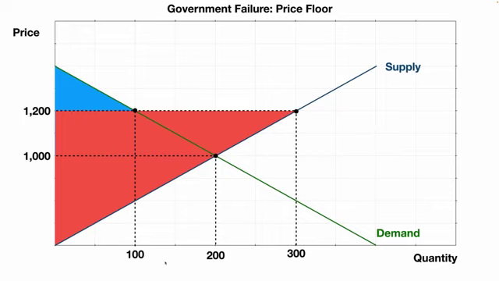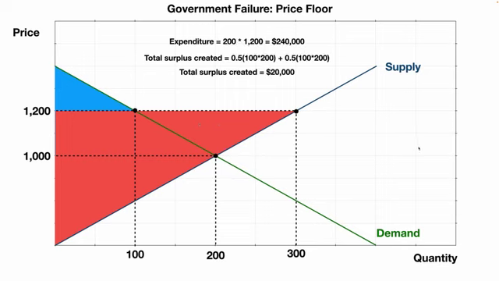As I told you previously, they're going to have to purchase the surplus, in this instance 200 units, at that price of $1,200. So what we have is we have two right triangles here. So the expenditures are going to be 200 times 1,200. So 200 units times $1,200 is $240,000. The total surplus created is this triangle and that triangle added together, which is $20,000. So instituting this policy, the government is spending $240,000 in expenditures in order to generate $20,000 of additional surplus.